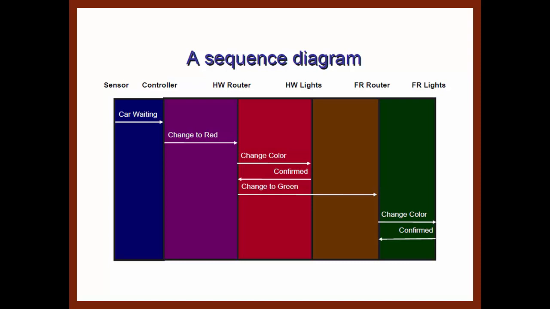This is a system that is looking at a sensor for a traffic light. We have a sensor that is sensing a car waiting. Then that triggers a message that tells the controller, this car is waiting, maybe we should change to red in the other direction. So that is sent through the router. The light change is confirmed. Then we change the other light to green. When the router checks that there are no other cars waiting, it will change the color again, back to the previous color. So these types of diagrams are helpful in seeing which system will better meet the sequence of activities that we require for our system.